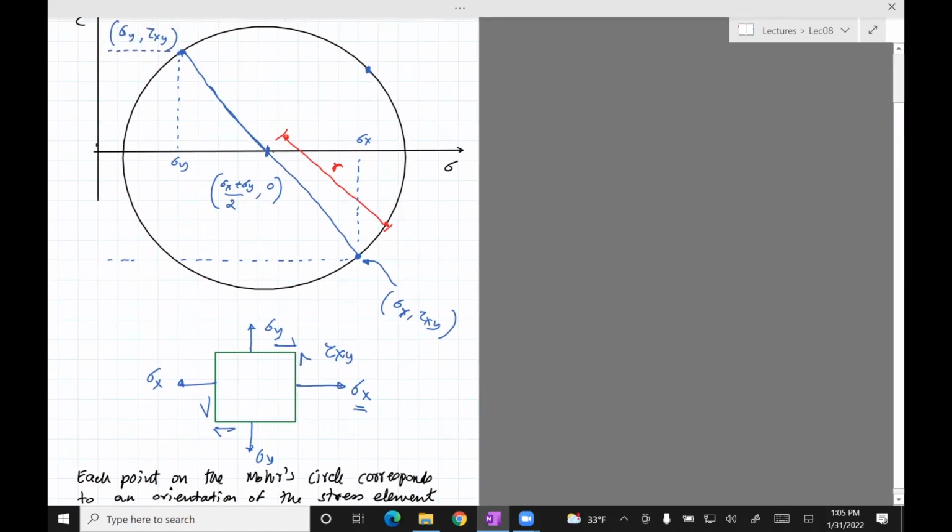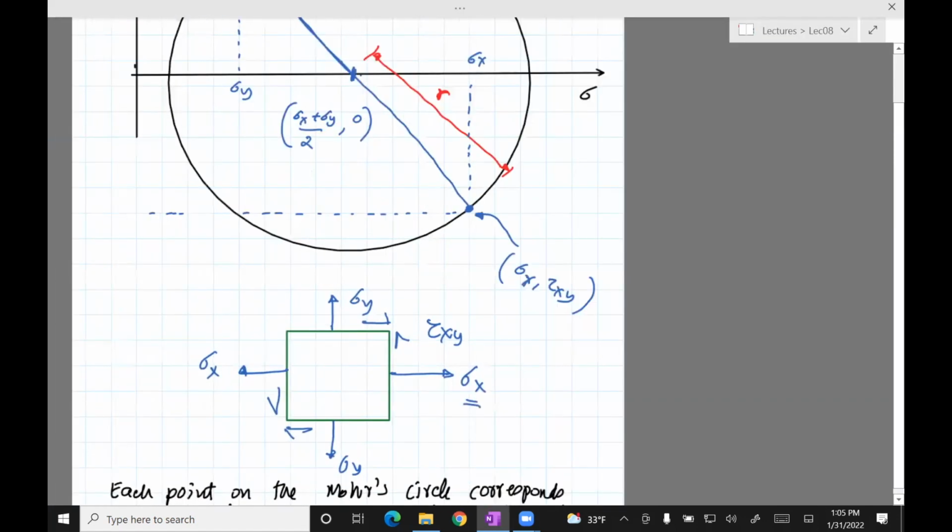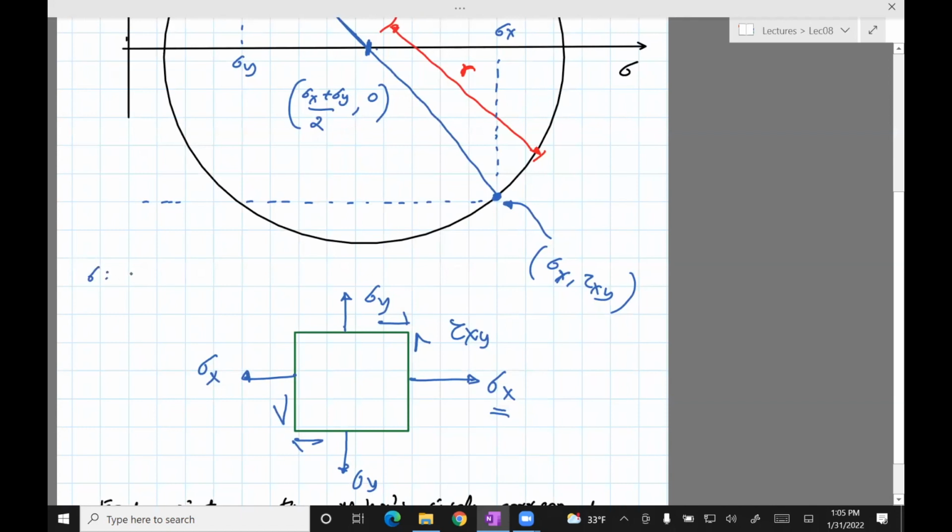So the way this goes is as follows. First of all, there is only one kind of rule you need to remember, that is the sign convention: sigma positive is tension and negative is compression. And for tau, clockwise, okay, now normally clockwise is taken to be positive, but for Mohr circle, we'll take clockwise as negative, and counterclockwise positive. So what does that mean? I'll come to that in just a second.